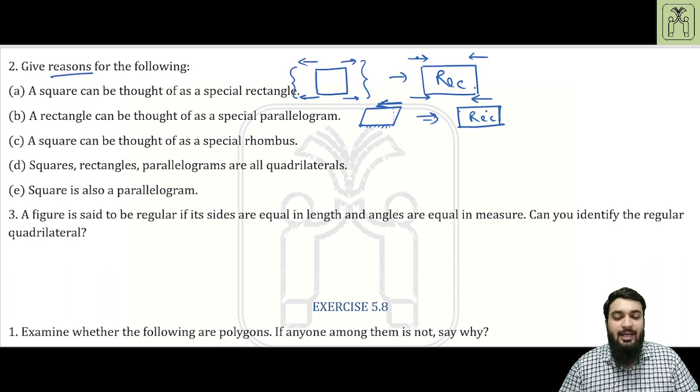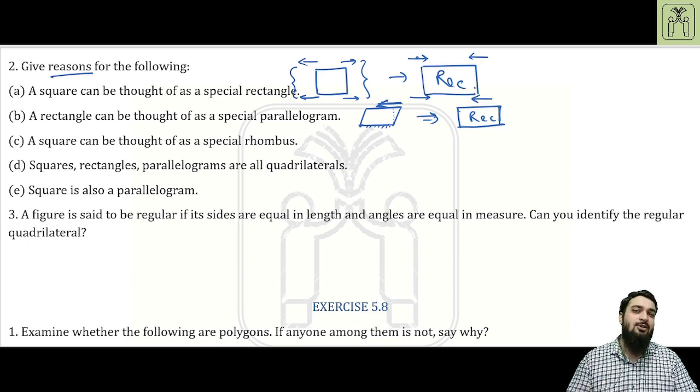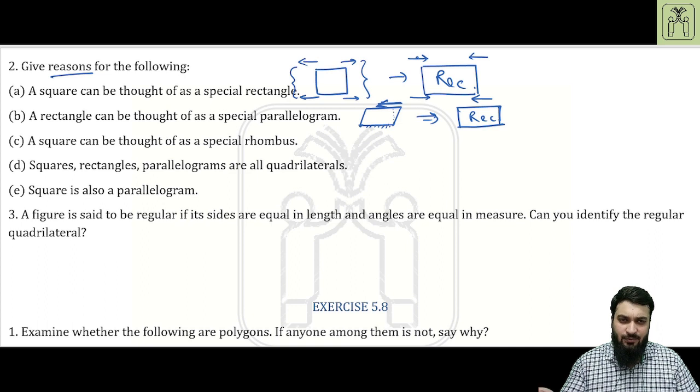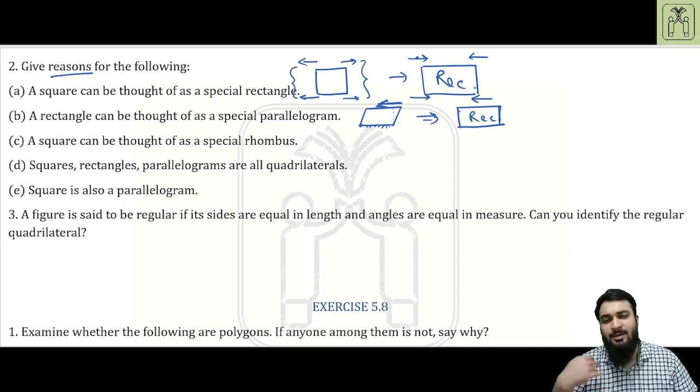Or if I take the rectangle and I fix either of the sides and I apply shear force, then also a rectangle can become a parallelogram. Okay, so I hope you are getting the point. Part C, a square can be thought of as a special rhombus.